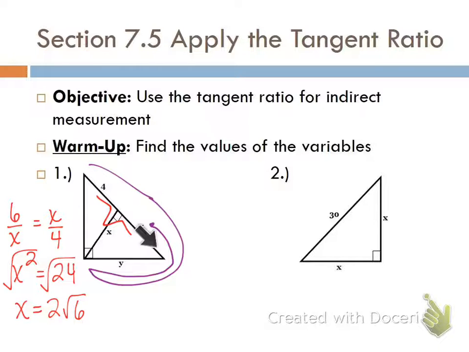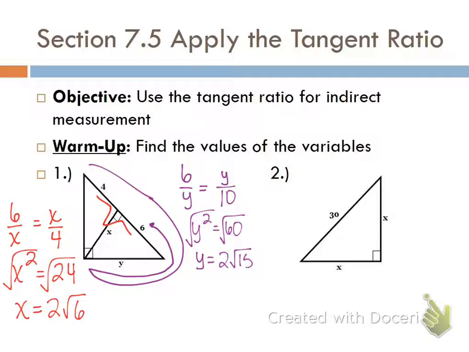Okay, so we started here at the 6. So 6 goes over y, and then we went back along that leg. So we have y over the whole hypotenuse, which is 10. Okay, again, cross multiply and solve. y squared equals 60. To get y alone, square root both sides. If we simplify that radical, two root 15.